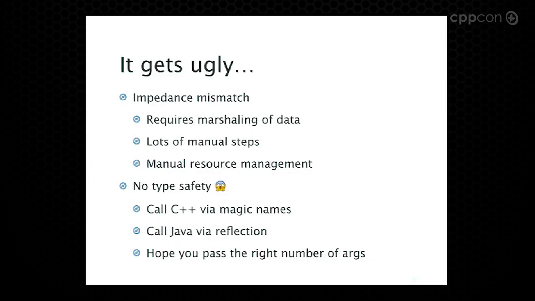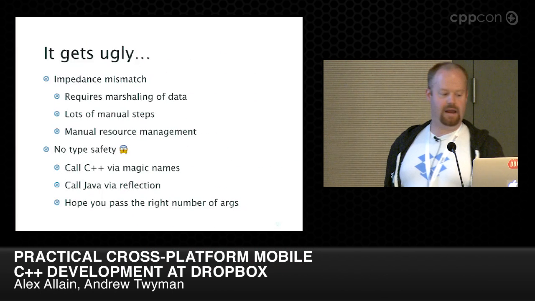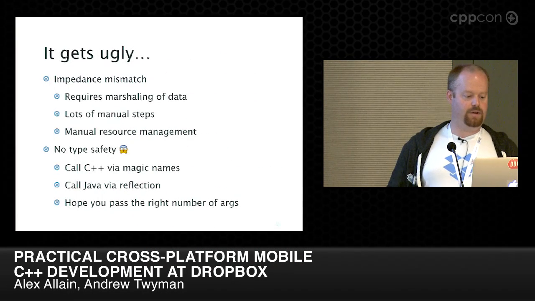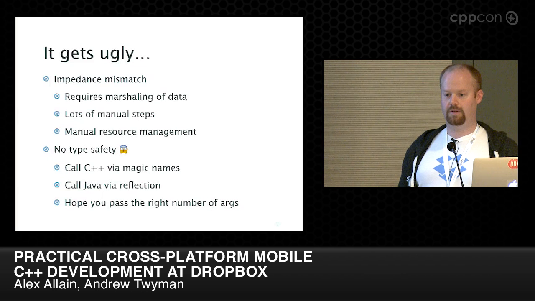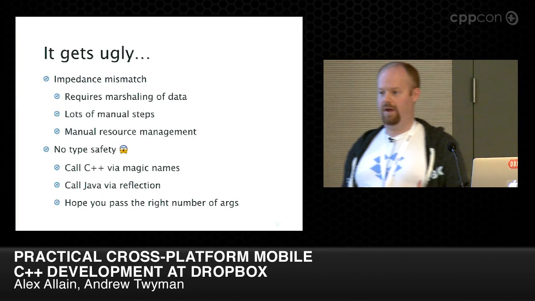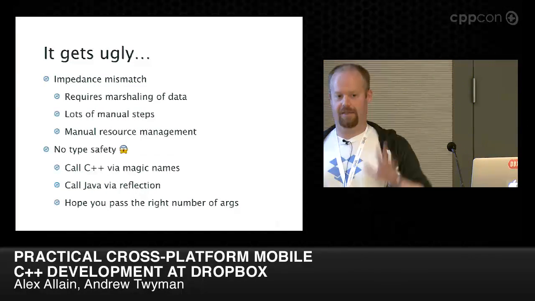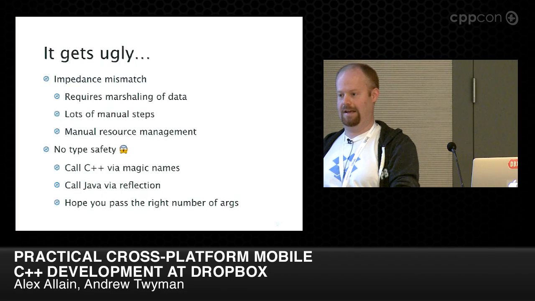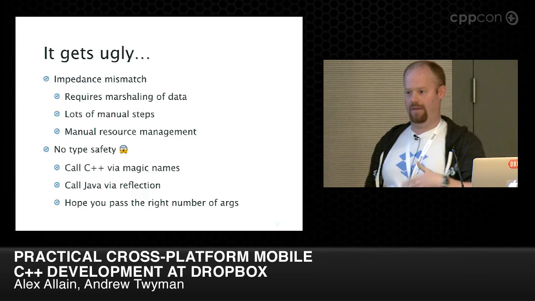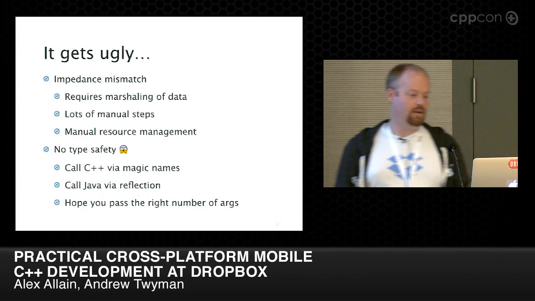So Djinni gets ugly. There's an impedance mismatch, different memory models. So you've got to do marshalling of data. There's a lot of manual steps to go through in order to make everything work. Most of the resource management is very manual. This is really a C interface with the only part of C++ being that there's a big object that all of the C functions are in as member functions rather than as function pointers.